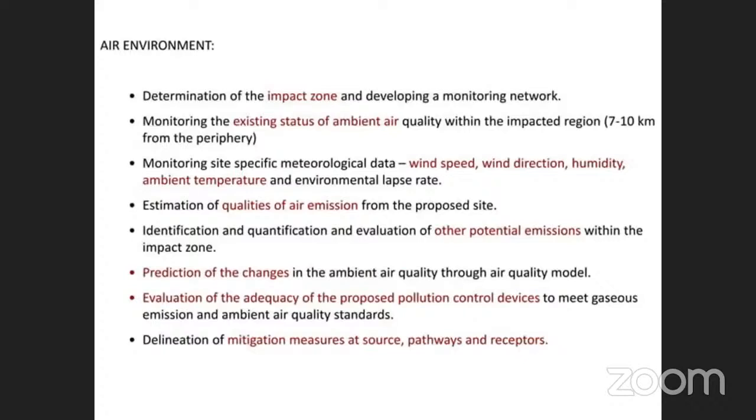Air environment. Already we have discussed the existing status of ambient air quality within the region, up to 7 to 10 kilometers from the location. The monitoring of meteorological data: wind speed, wind direction, humidity of the area, and ambient temperature and fluctuations. All this is considered as meteorological data, and emission status and quality of the air from the proposed site. All these are needed for the environmental management.